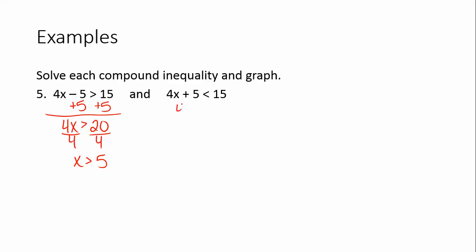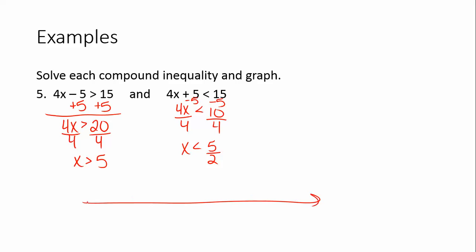And now we have 4x, if we subtract 5, 4x is less than 10. And divide by 4, we get x is less than 10 over 4. That reduces to 5 over 2, or 2.5. Now remember, this is an and inequality. When we work with and inequalities, both parts have to be true. Remember, it's always the overlap that gets shaded in the middle.